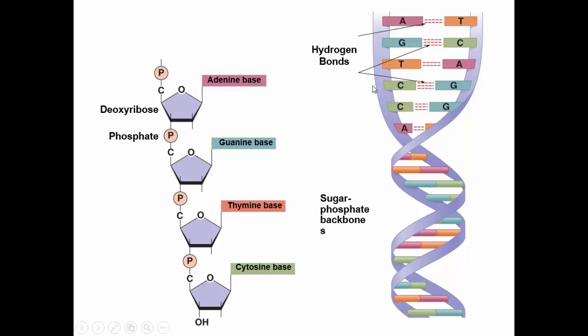This is a DNA molecule. The nucleotides are deoxyribose, phosphate, and one of the four possible bases. So this is one nucleotide. Here are four nucleotides held together. Because DNA is double-stranded, two strands connect together. Adenine will always hydrogen bond with thymine. Guanine always hydrogen bonds with cytosine.